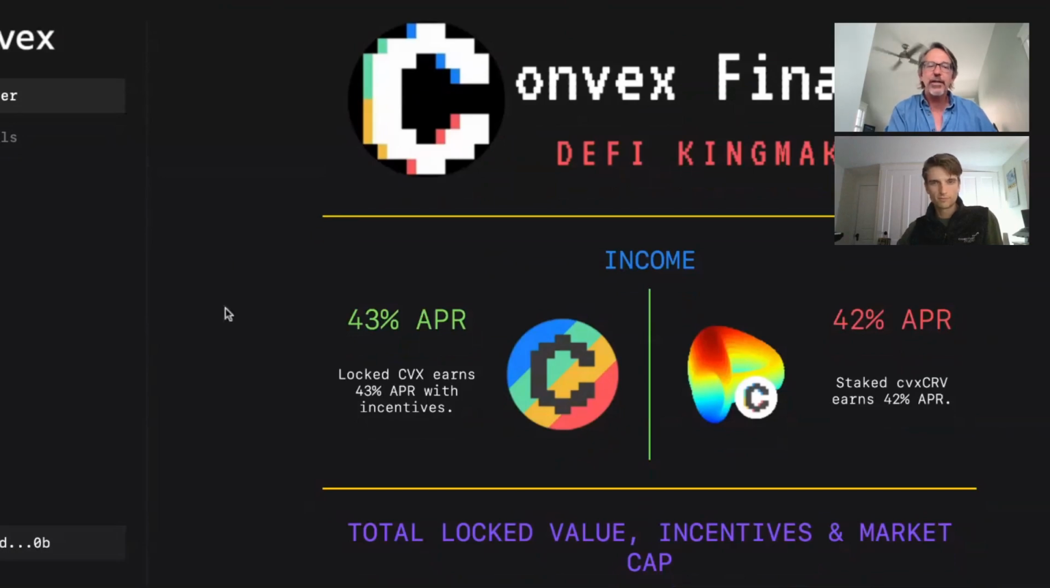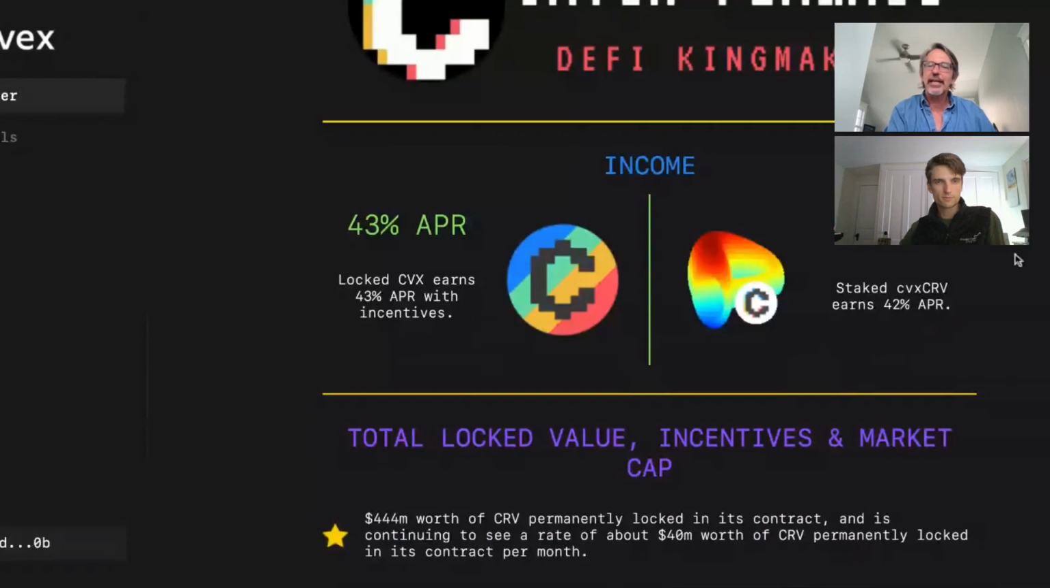And so that's what they do. Now, just to summarize a little, going back to Curve, I talked about staking your CVX and getting that 42% that we saw in Convex. If you lock your CVX token and basically go with the bribes, it's paying about 43%. So it's about the same.